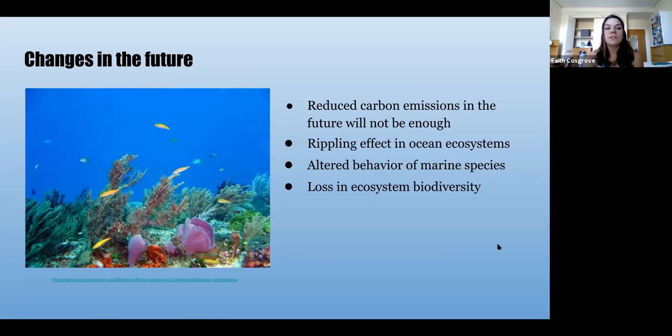Now we'll discuss changes expected to see in the future. The journal Nature Communications affirms that decreased carbon dioxide emissions in the near future will not be enough to stop the damage occurring in the Great Barrier Reef. With this in mind, it is likely to expect a rippling effect across ocean ecosystems as we continue on this path and proceed to destroy reefs.